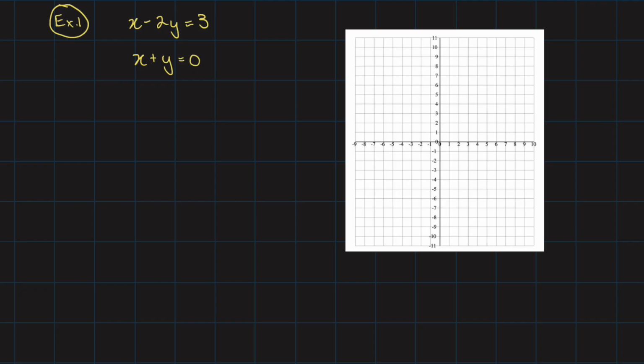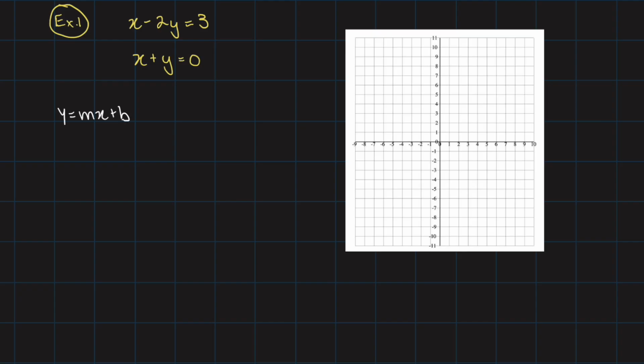There are a few ways to start this. You could either put the equations into slope-intercept form, which is what we're going to do, or you could determine both of the intercepts for each line to graph it, or you could just create a table of values for both of those lines, but that takes a lot more work. So we're just going to put both of these equations into slope-intercept form, and that form is y equals mx plus b.